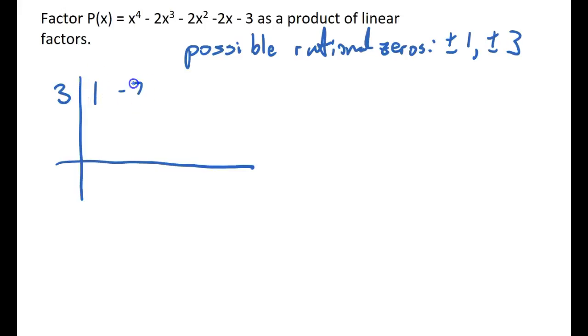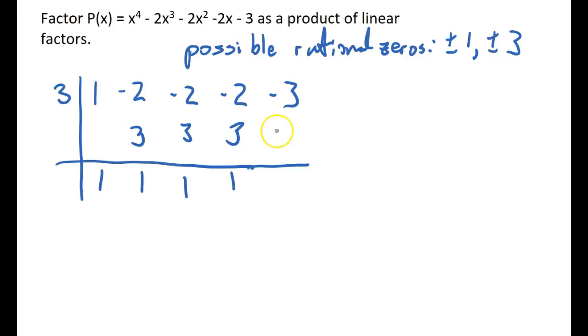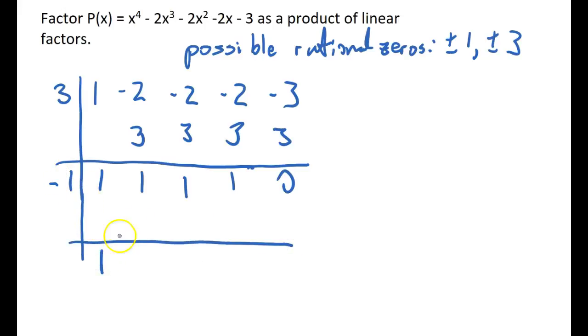1 x to the fourth minus 2x cubed minus 2x squared minus 2x minus 3. 3 times 1 is 3, minus 2 is 1, times 3 is 3, minus 2 is 1, times 3 is 3, minus 2 is 1, times 3 is 3, 0. Okay, and let's try negative 1. Negative 1 times 1 is negative 1, 0, 0, 1, negative 1, 0. How do I know those are going to work? Because I worked them out ahead of time.